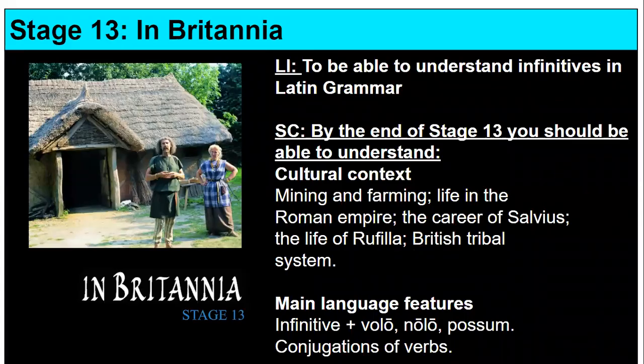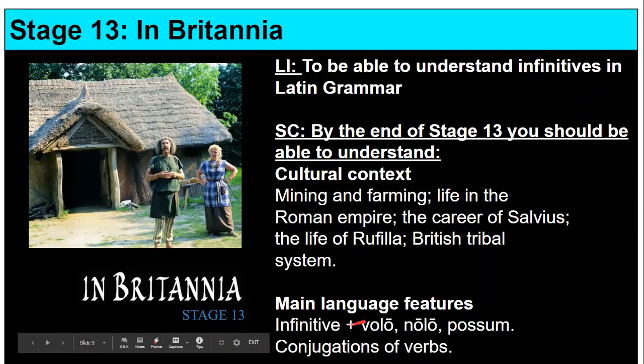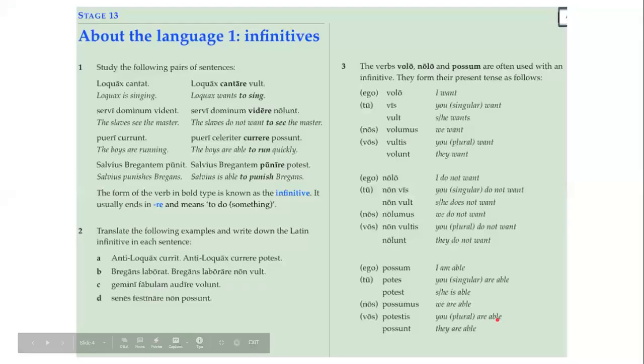Specifically, we're going to have these three words: volo, nolo, and possum taking an infinitive. So we'll see that in the next slide. So about the language. The verb volo is where we get the word volunteer, voluntary, and even the word will. More or less, it has a common ancestor, although through Germanic rather than through Latin. Nolo means I do not want. So you see that n negating, and possum means to be able, right?